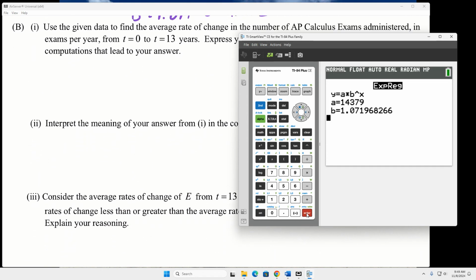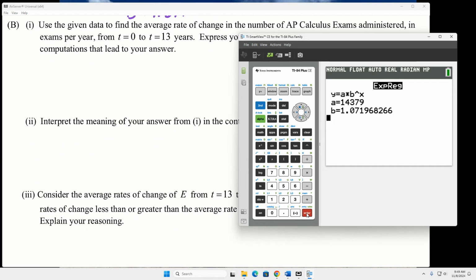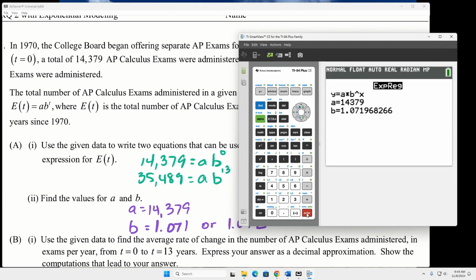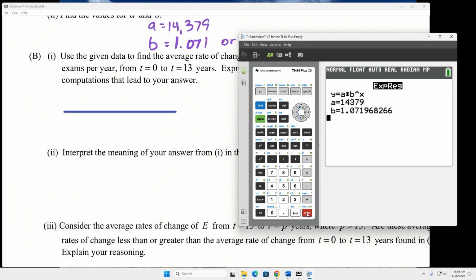Part B1 is also nothing new. We've been doing average rate of change since almost the first day of school. When you see average rate of change, remember, for this particular question, we're going to subtract the number of exams in the numerator and subtract the years in the denominator. And again, we need to be accurate to 3 decimal places.